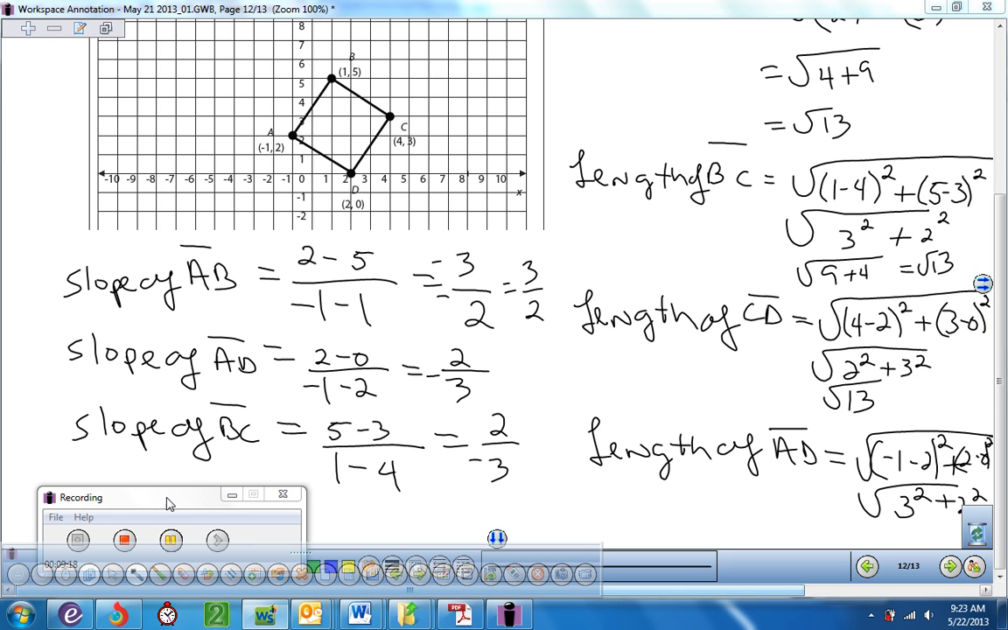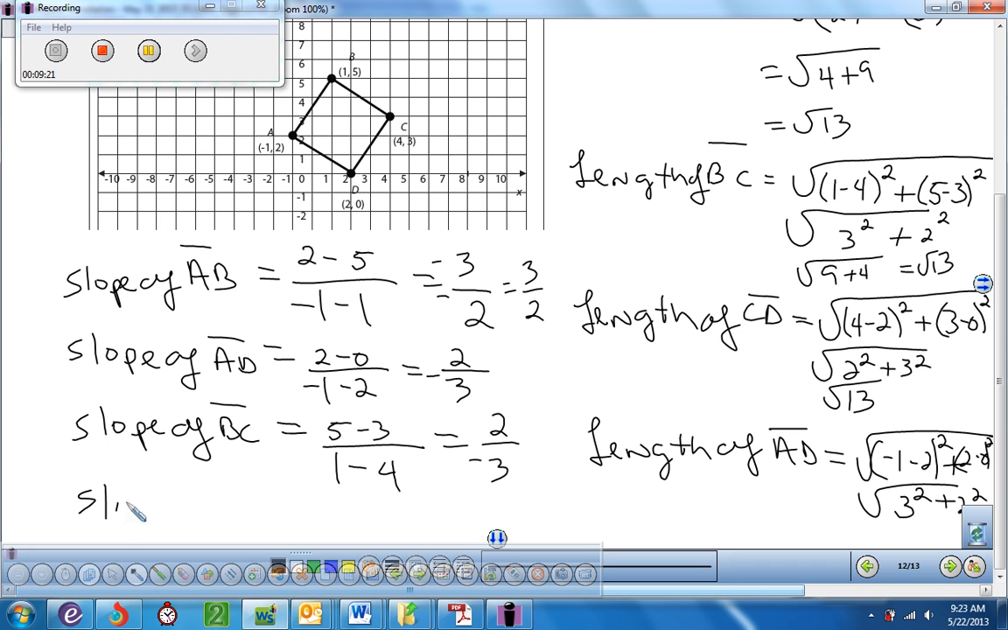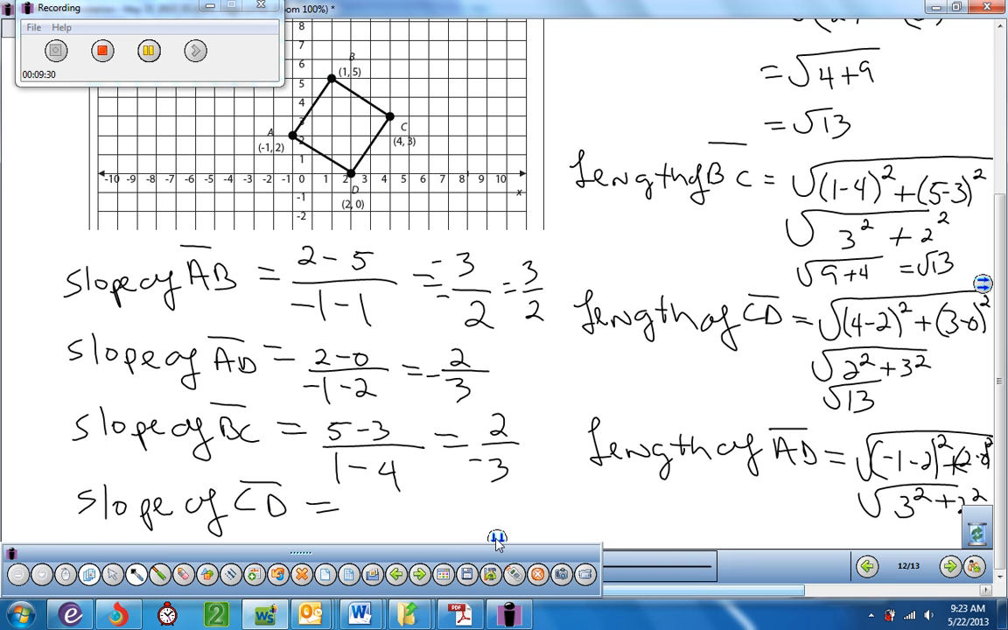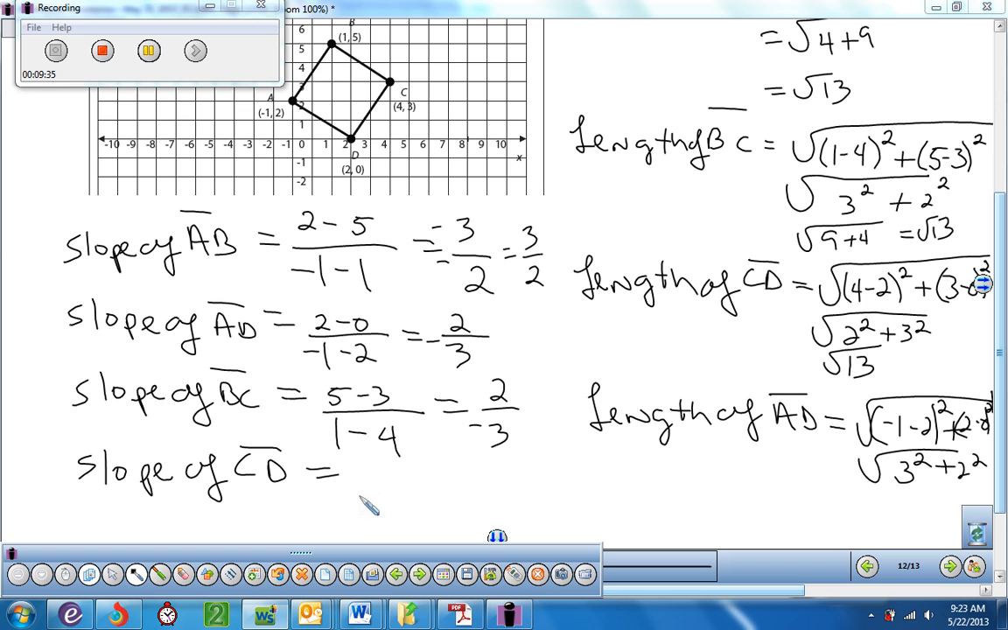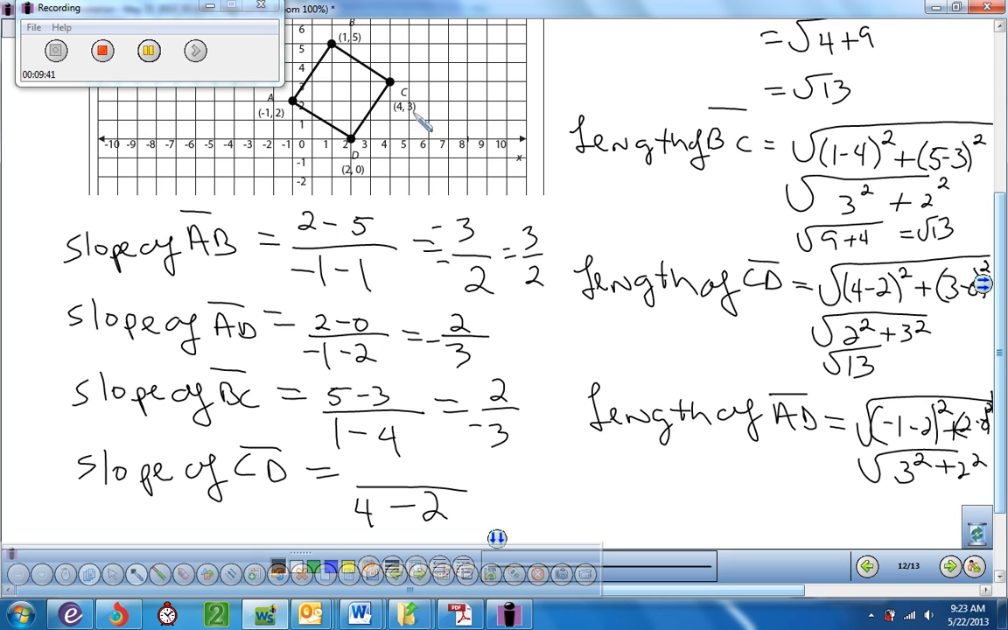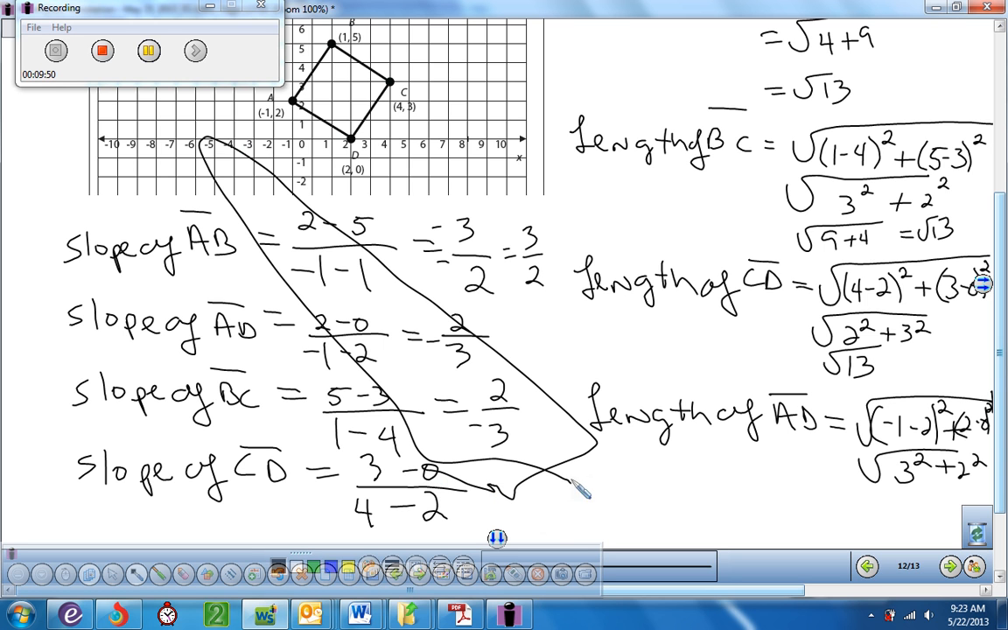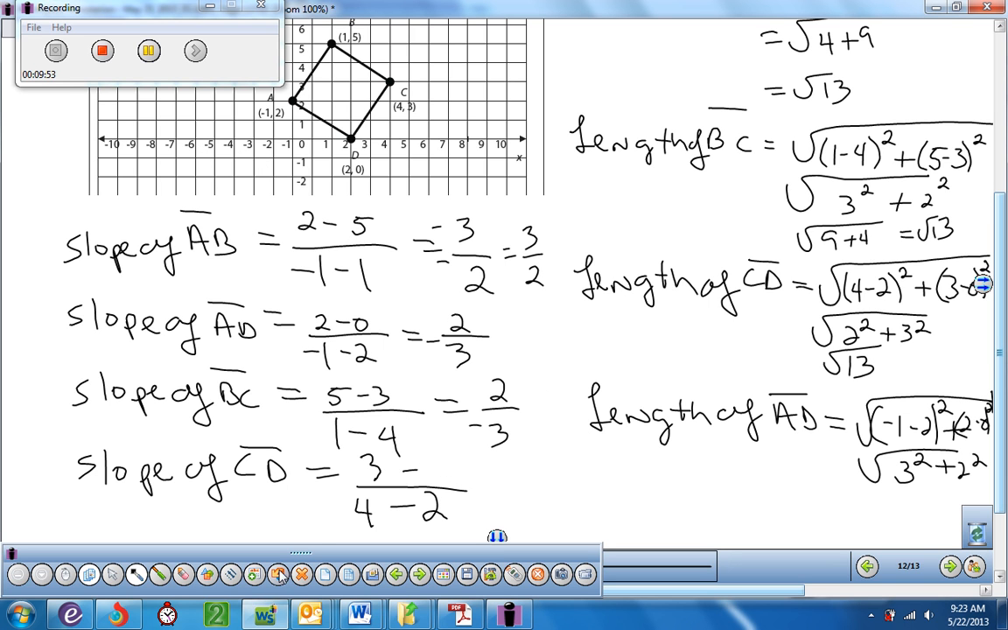And so then let's find our last slope, just to make sure. We have the slope of CD, which is going to be 4 minus 2 on the bottom. Then on top we end up with, no, I'm sorry, 3 minus 0. So we end up with 3 over 2.